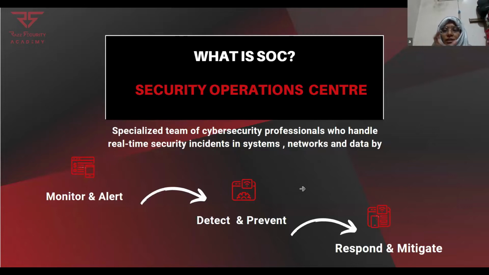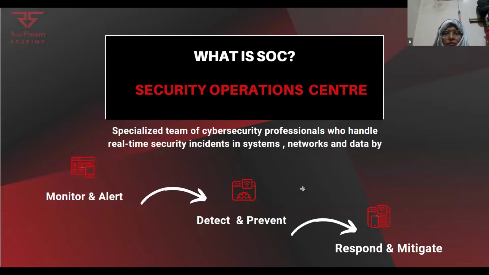The first thing they do is monitor and give alerts, and then they try to detect and prevent. In case they have got a particular security incident, suppose there's a malware that occurred and that incident is an alert, they try to detect and prevent it. They try to detect in which part of the system, or which part of a server, or which part of a network this particular incident has occurred.